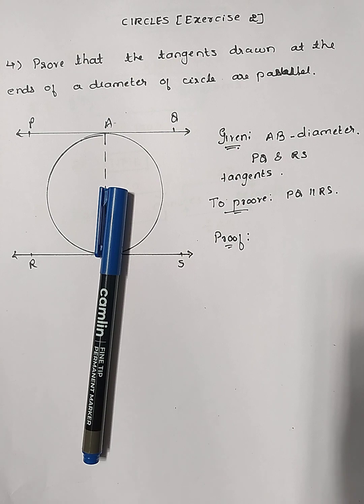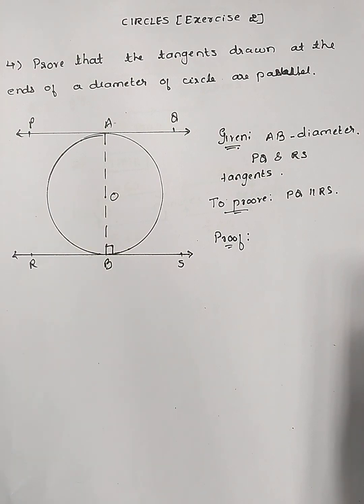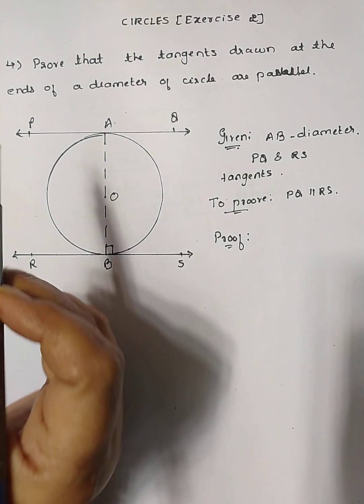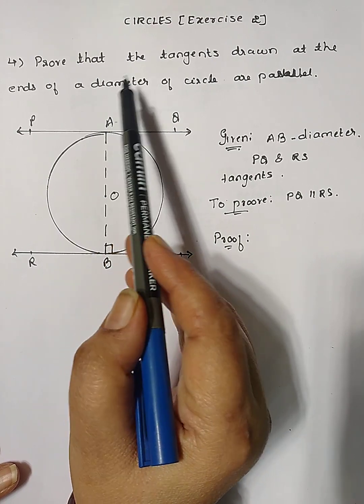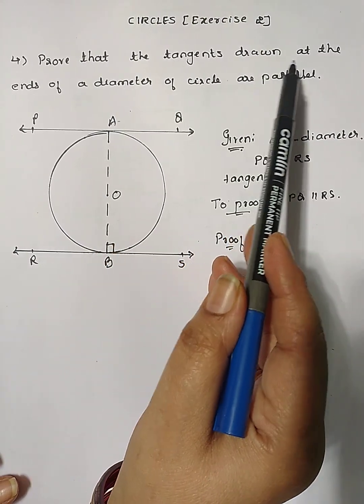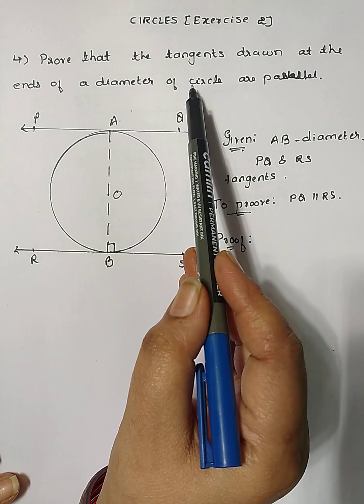The 4th problem is: prove that the tangents drawn at the ends of the diameter of a circle are parallel. First, you have to prove that there are two tangents, the tangents drawn at the end points of a diameter of a circle.